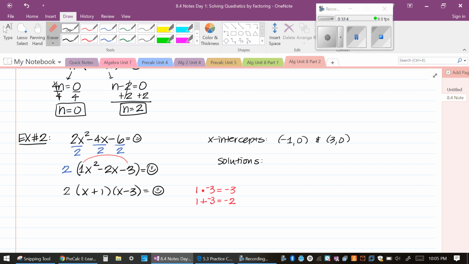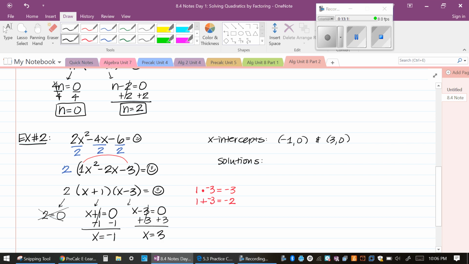Because of that equals 0, we need to set each factor equal to 0. However, think about it. Can 2 equal 0? No. Since 2 doesn't have a variable, you do not need to set it equal to 0. Only factors that have a variable to the first power need to be set equal to 0. Now you solve for x. Addition is canceled with subtraction. Subtraction is canceled with addition.